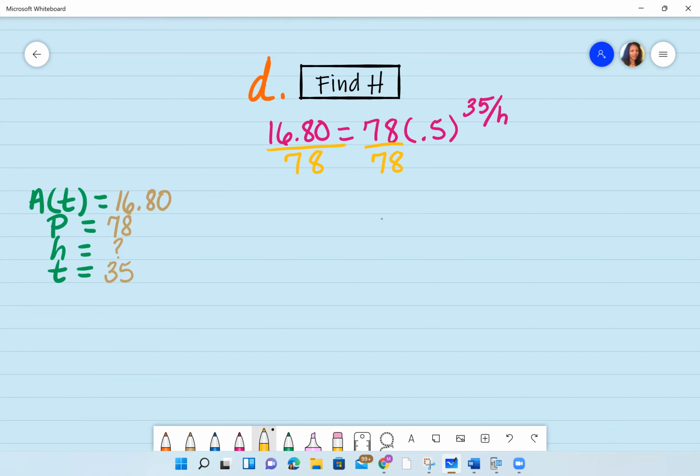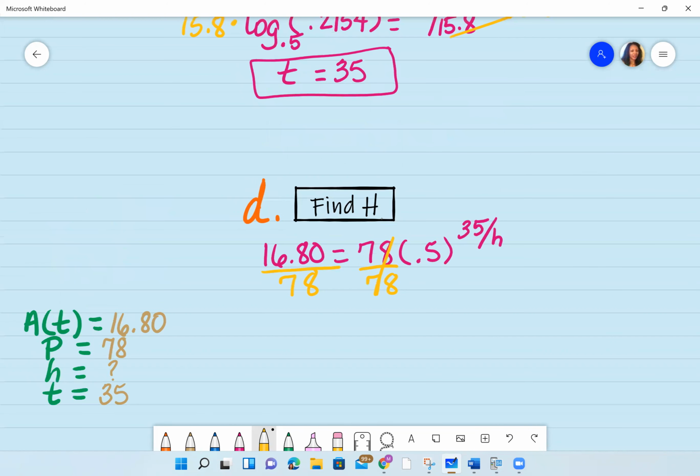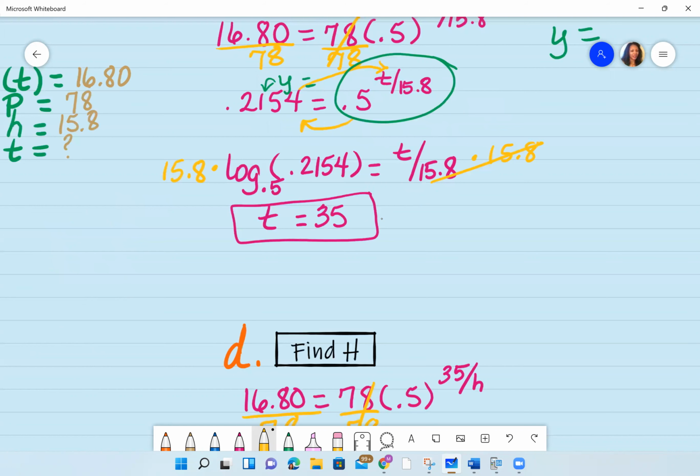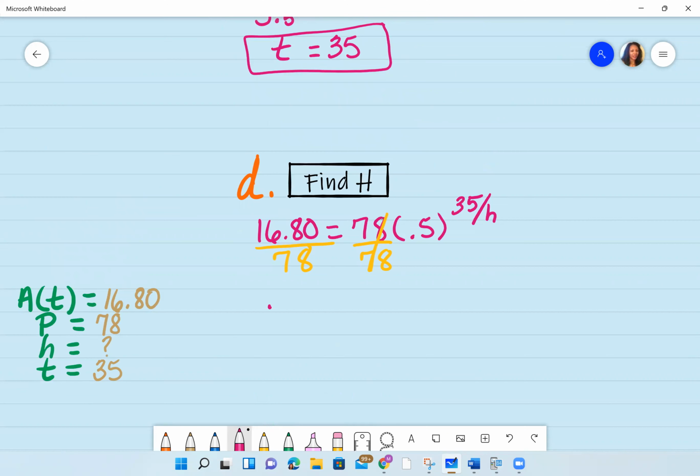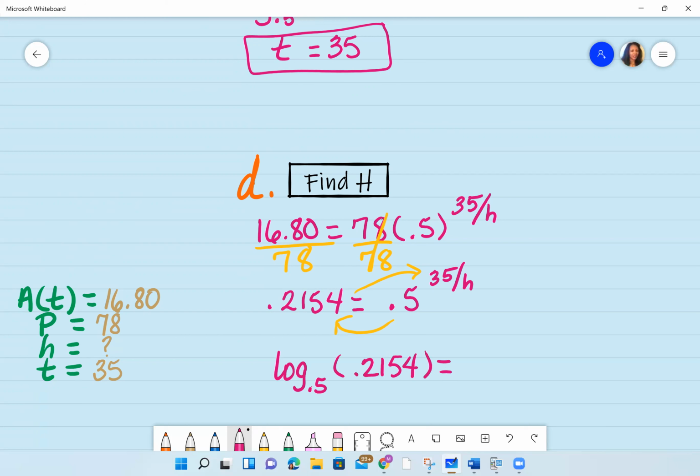So we're going to go ahead and get rid of that by dividing. If I go to my calculator, actually, we already did this. Up here, we did 16.80 divided by 78, and we got 0.2154. So 0.2154 is equal to 0.5 raised to the 35 over h. Now I want to do the same thing with my log, rewrite it. This will be log base 0.5 of 0.2154 is equal to my exponent, 35 over h.